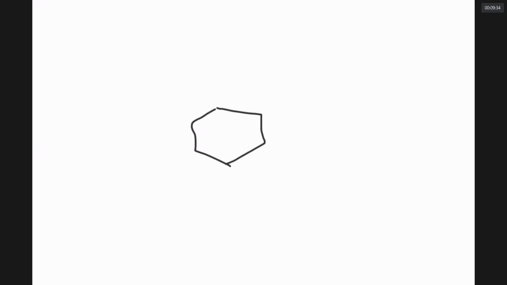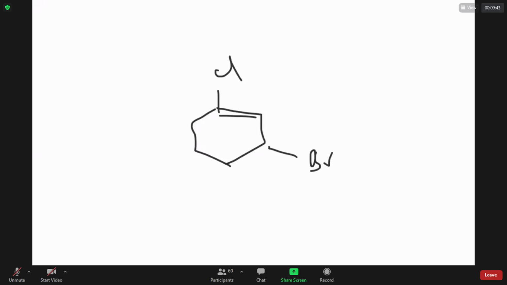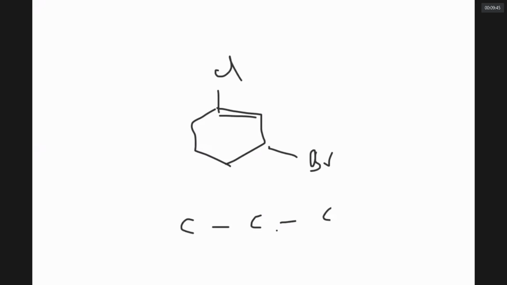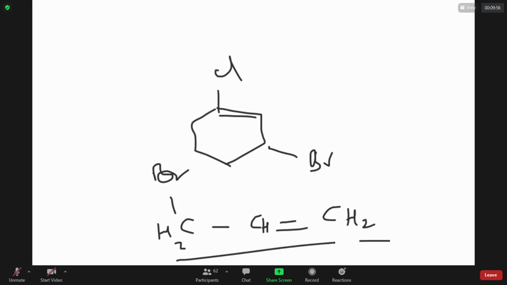Sir, you left the 19th one, sir. Which one? The structure of 3-bromoprop-1-ene. Prop-1-ene, 3-bromo. See, no, it is C. This is the structure. That is the structure. Obviously, 3-bromoprop-1-ene.